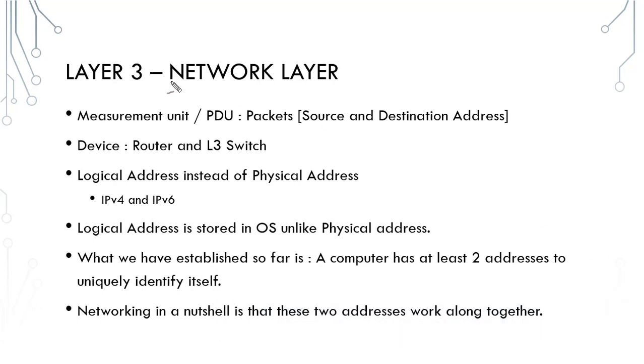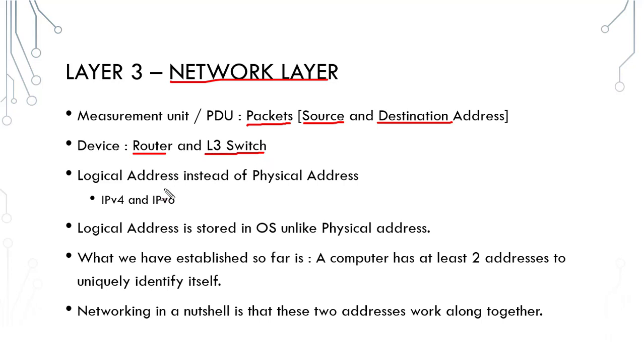Now let's move towards the network layer. The PDU at the network layer is called packets, and just like before, it also has source and destination addresses within a packet. The devices which operate at layer 3 are called routers and layer 3 switches.